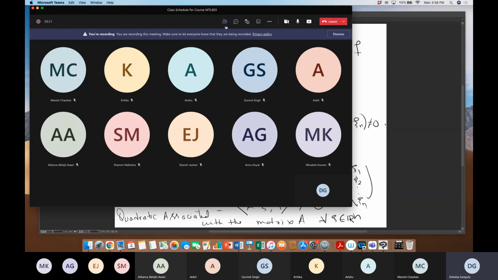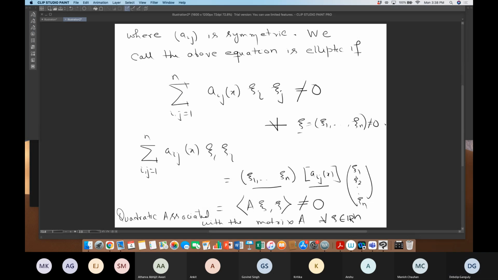Yes or no? Manish, Kritika, Anshu, Govind, Ankit, Atharv, Shammi. Yes, sir. Clear? You have come across this term in linear algebra course, right? Am I right?